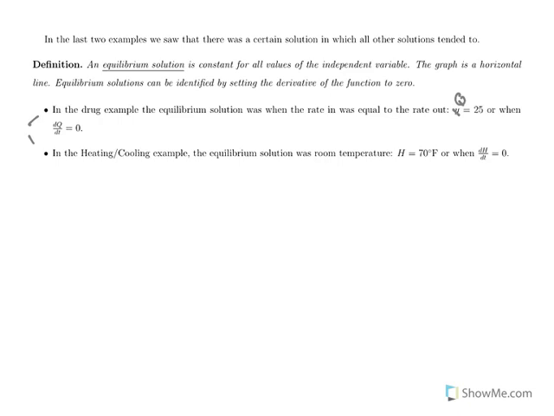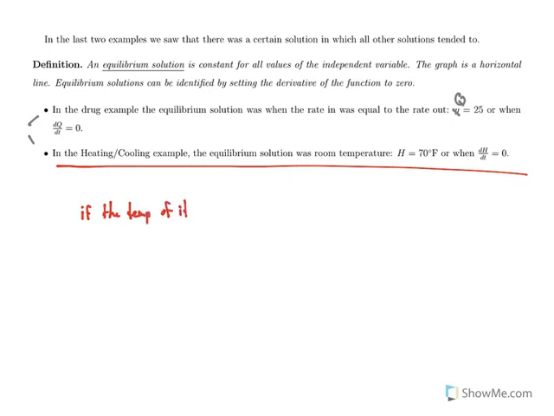So again, we looked at our two examples. The one I want to focus on more is the heating and cooling example, because I think it makes the most sense in terms of what an equilibrium solution is. So if the temperature of the item is equal to 70 degrees, that is room temperature, the item will not heat or cool. It's just going to stay the same temperature.